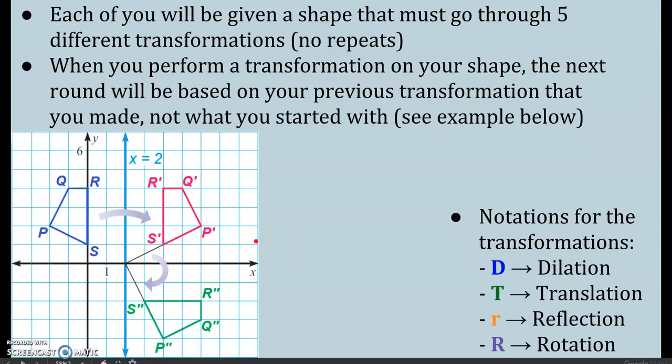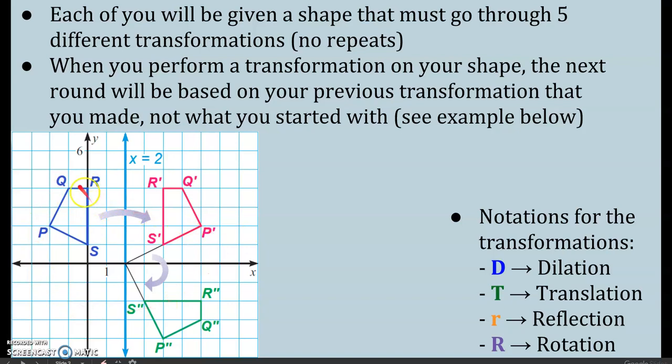So in this project, you're going to be given a shape, and this shape has to go through 5 different transformations, no repeats. I'll go into depth by showing you an example of what I mean by no repeats. When you perform your transformation for the shape, the next round is going to be based on the previous transformation that you did, not the one that you started off with.